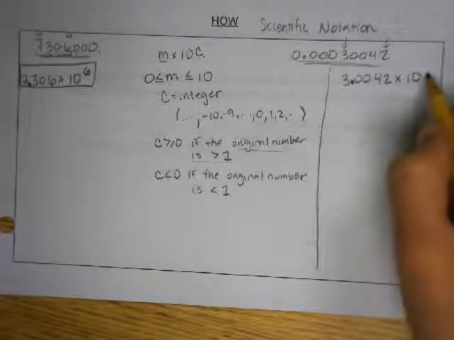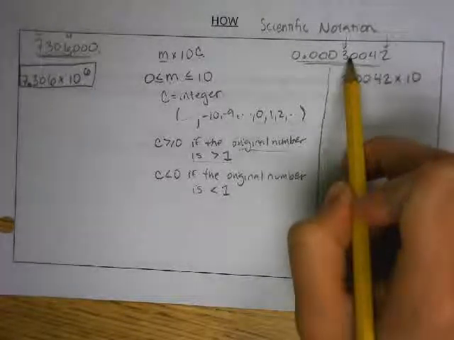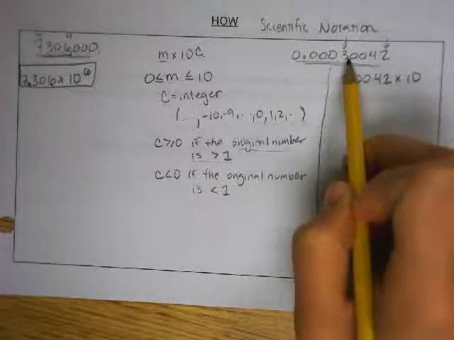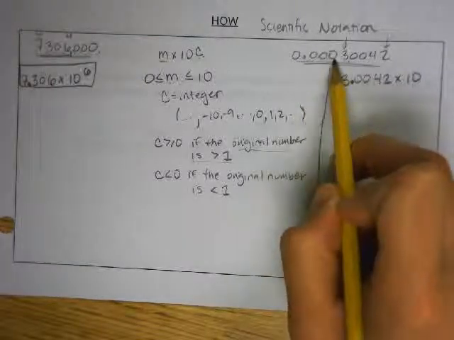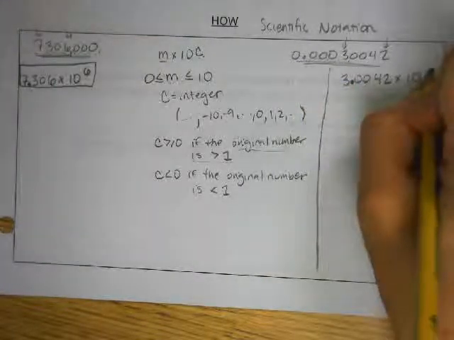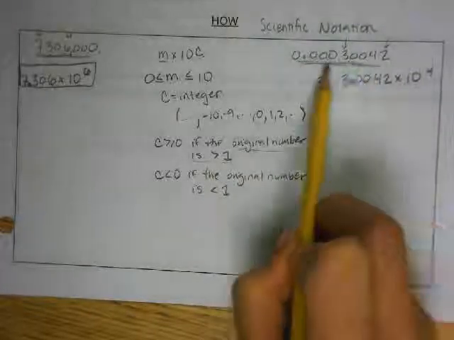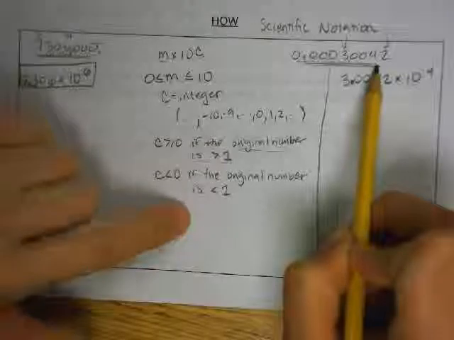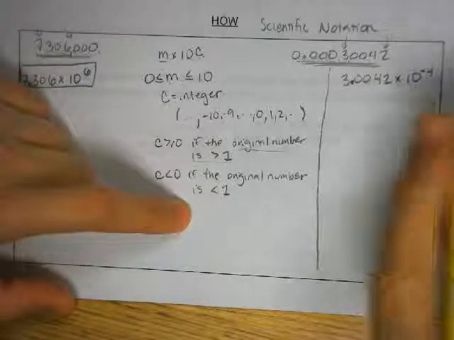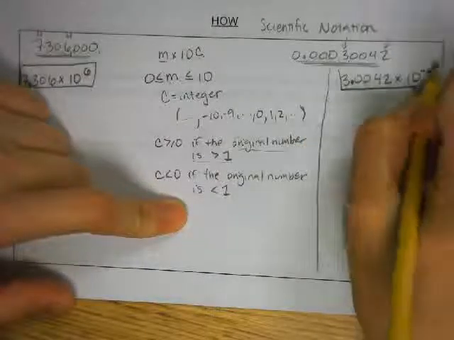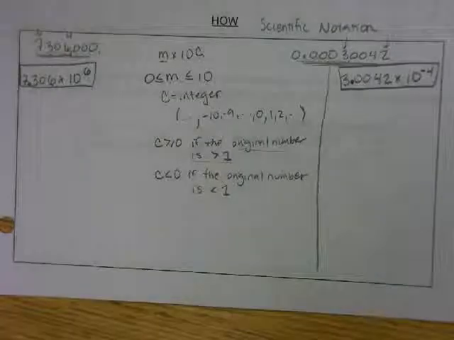In order to find this power, you need to count how many spaces the decimal moved. So our new decimal is right here. Our old decimal is right here. So we moved 1, 2, 3, 4 spaces. I need to check whether the original number is less than 1. So we have a decimal here. That means our exponent is going to be negative. So that's two examples of writing a number in scientific notation.